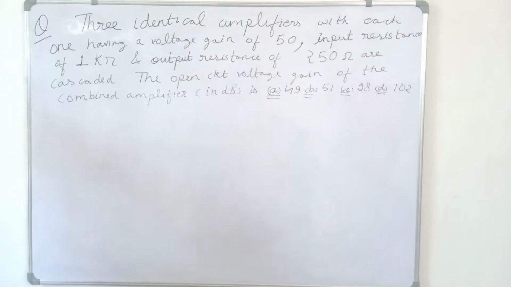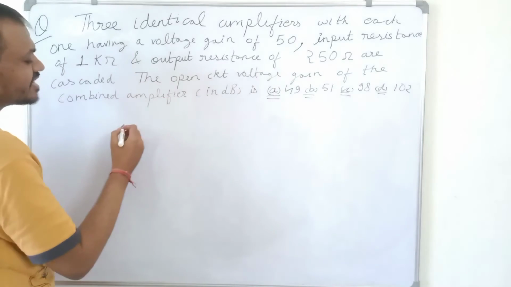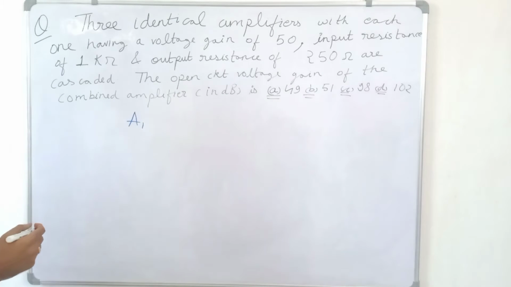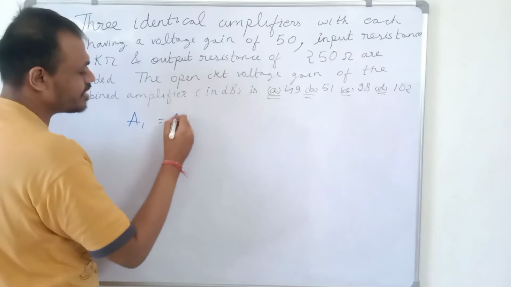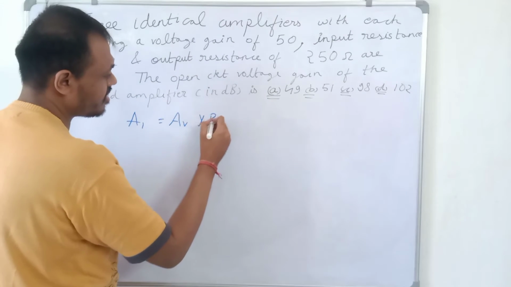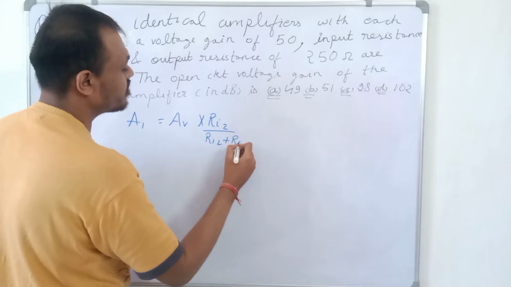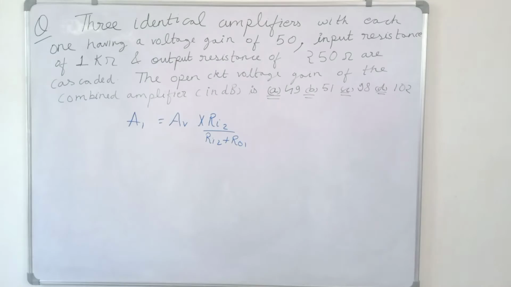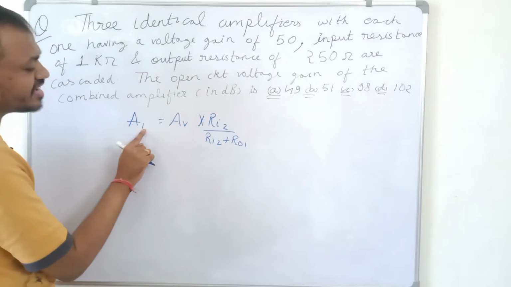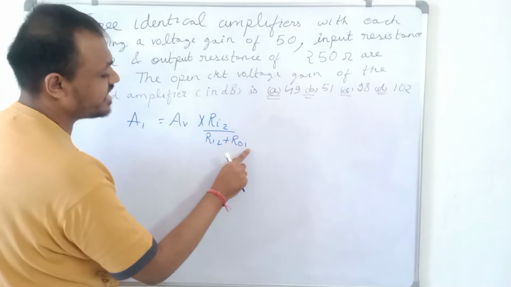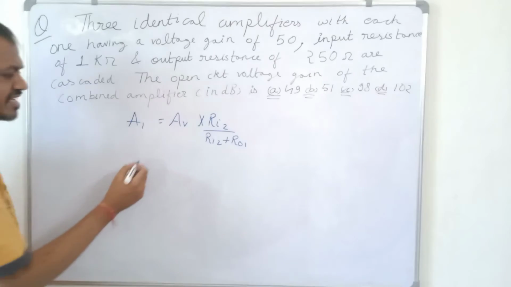So when three amplifiers are cascaded, first we have to calculate each voltage gain individually. First, we calculate the voltage gain of amplifier A1. The voltage gain of A1 will be equal to Av into Ri2 upon Ri2 plus Ro1. This is just using the voltage divider rule. For the first stage, we take the input resistance of the second stage and divide it by the addition of the input resistance of the second stage and the output resistance of the first stage.